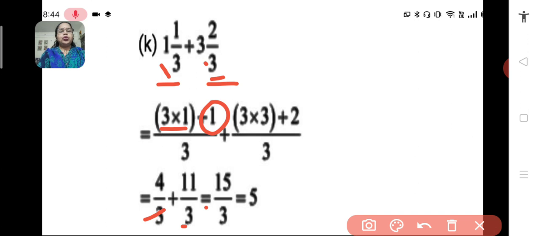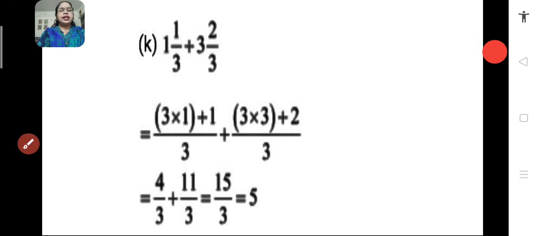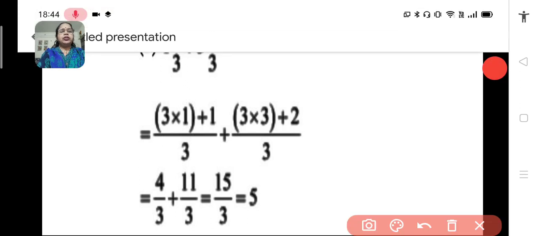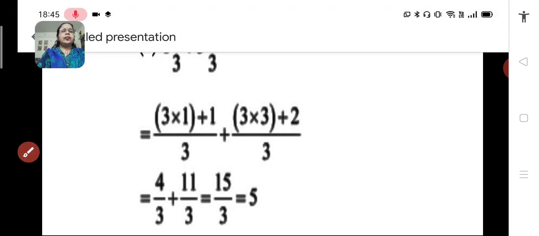Now, we have 2 fractions with the same denominators, they are like fractions. So, what do we do? We simply add the numerators and retain the denominator. What do we get? We get 15 upon 3, and 15 upon 3 can be reduced to the lowest form. 15 divided by 3 we get 5. So, when we add these 2 mixed fractions, what is the answer that we get? We get 5 as the answer.